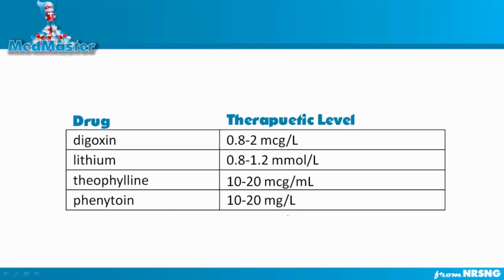Now, if you go below the presentation at the bottom of this page, there's a PDF download that contains these four drugs and their therapeutic levels, as well as some other important ones like vancomycin, that are important to know, but aren't necessarily going to be tested on the NCLEX. Okay, so again, digoxin 0.8 to 2, lithium 0.8 to 1.2, theophylline 10 to 20, phenytoin 10 to 20.